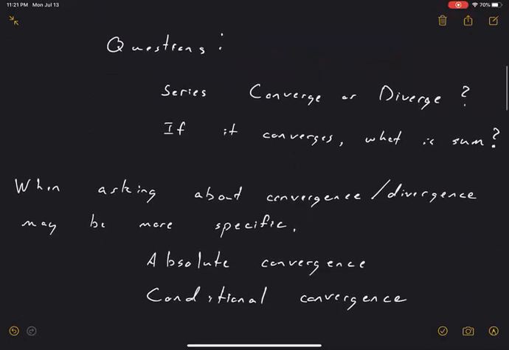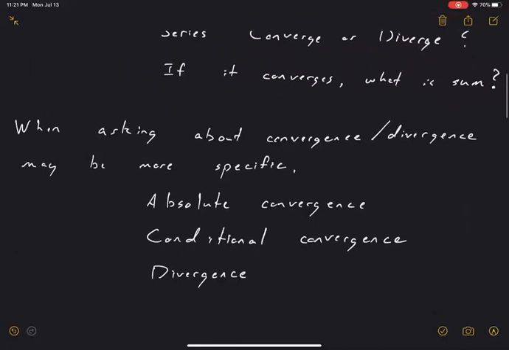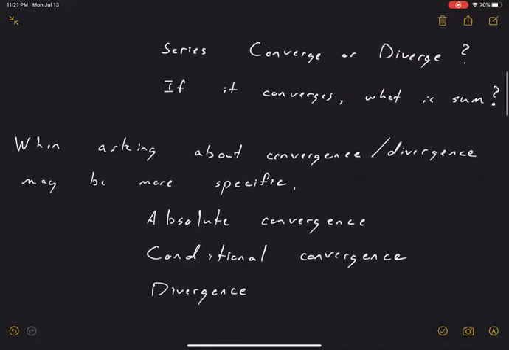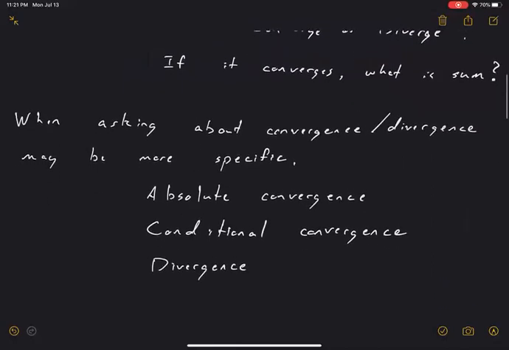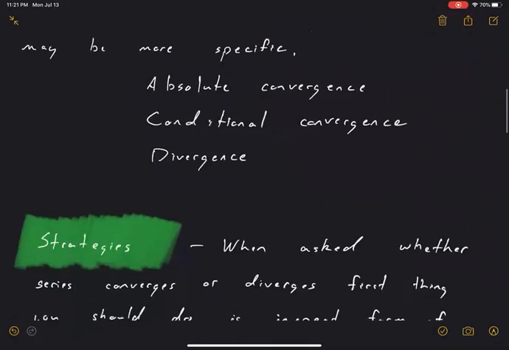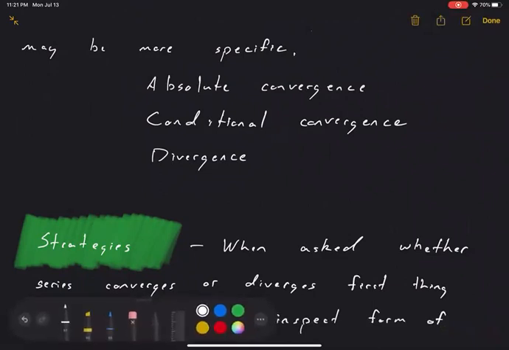And as we saw in section 11.6, we can actually get a bit more specific when we talk about convergence. We can talk about absolute convergence, conditional convergence. Okay, so we have those two different types of convergence. Maybe you're confused. Okay, well, what's the difference?